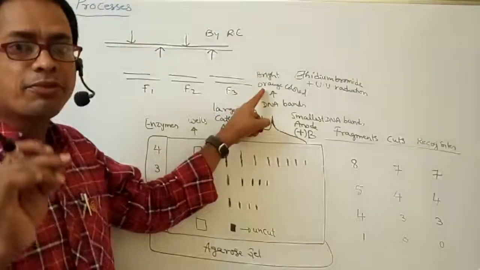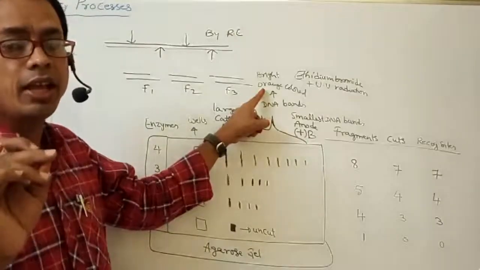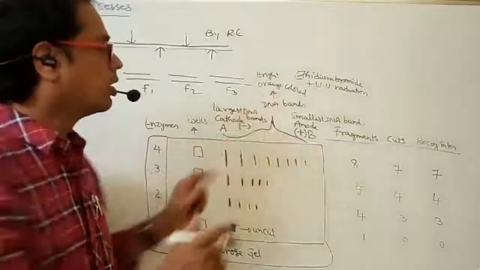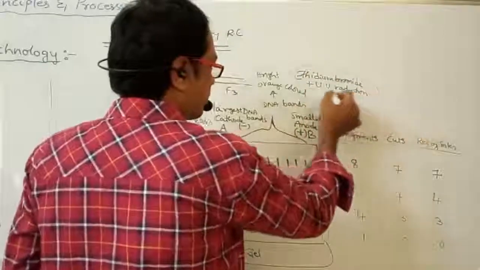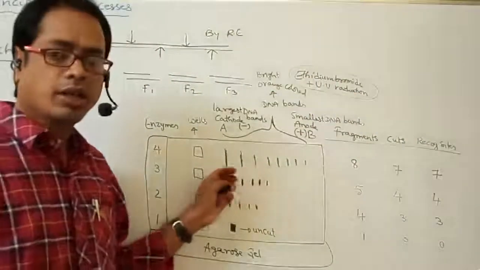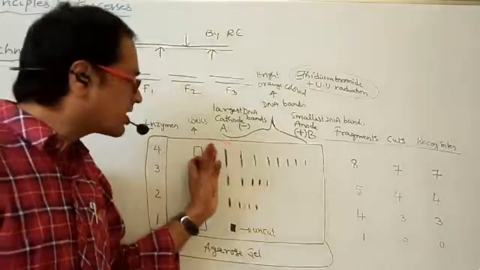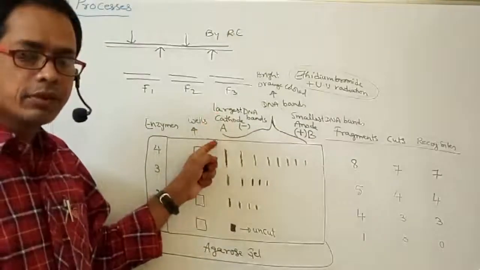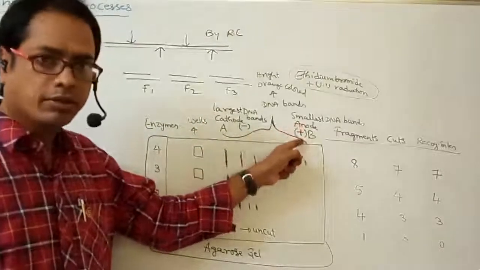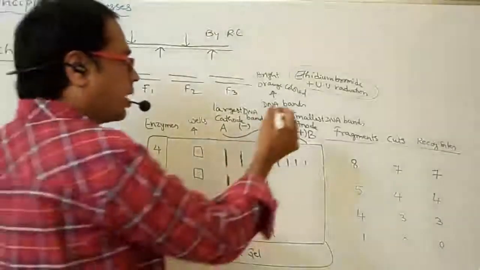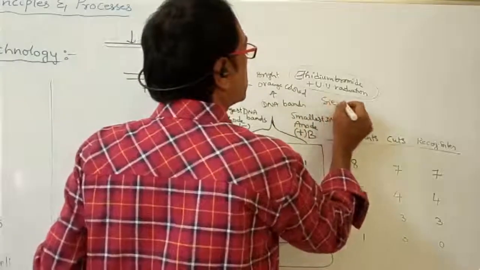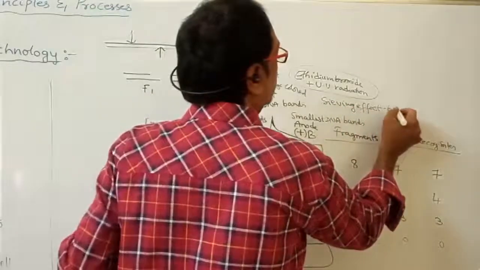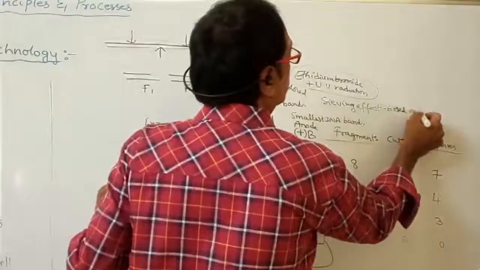The staining substance of DNA is ethidium bromide, followed by ultraviolet radiation. Okay, so the DNA bands movement will be observed based on the size. Largest DNA bands are at A, smallest DNA bands are at B. Based on size means that type of effect is called the sieving effect. Sieving effect means based on size.